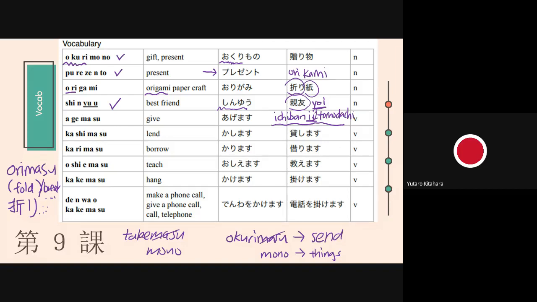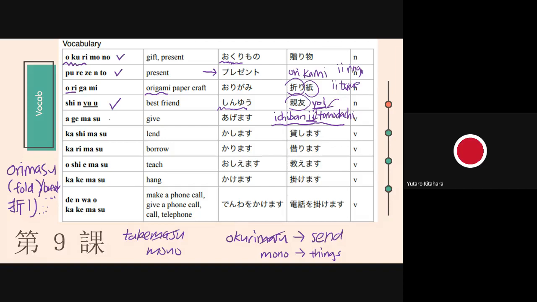Because your adjective is put in front of the friend, right? You say a good table, you say ii tsukue, right? Good apple, ii ringo. Example, good friend, ii tomodachi. Then best, we use number one good friend. It sounds a bit weird when we translate literally, but that's how they use it.